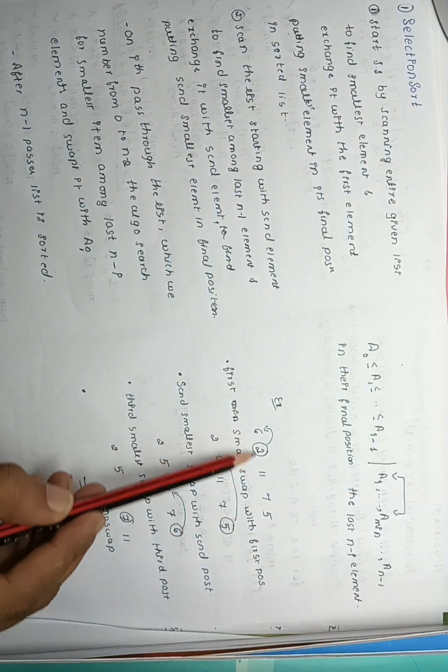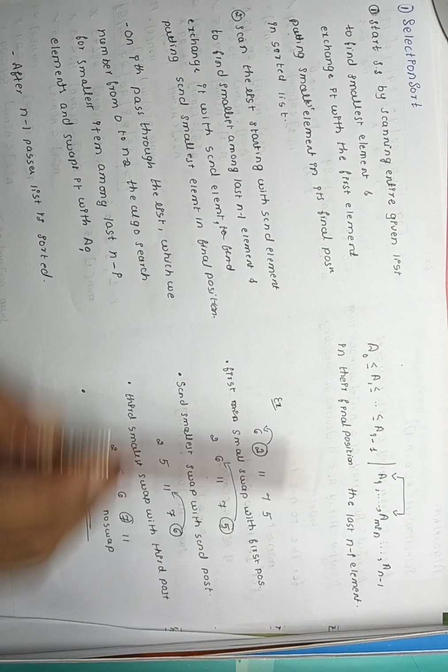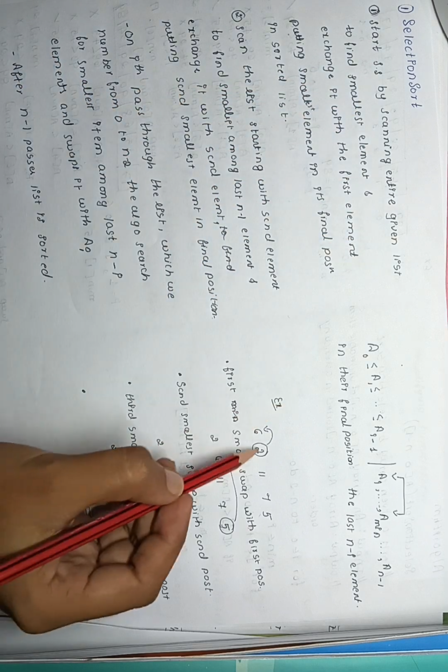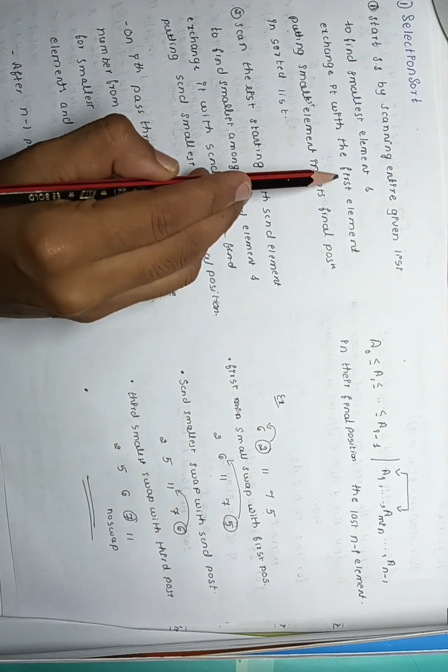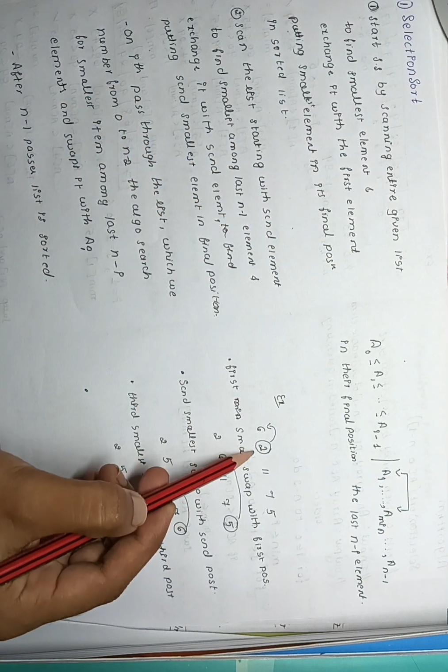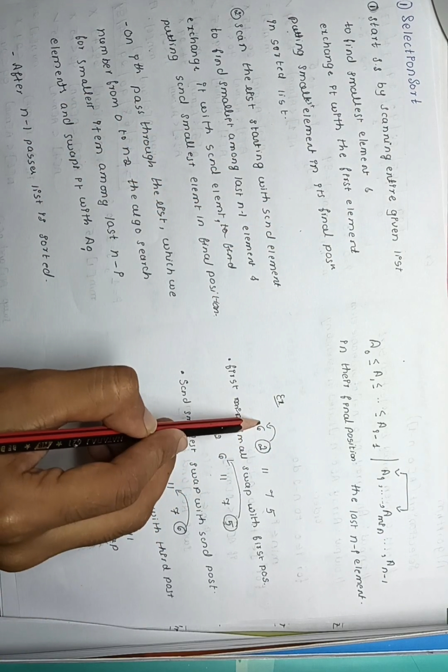Consider there are 5 elements. Start by scanning the entire given list and find the smallest. Here the smallest is 2. Putting the smallest element in its final position, we exchange the smallest element's position with the first position.